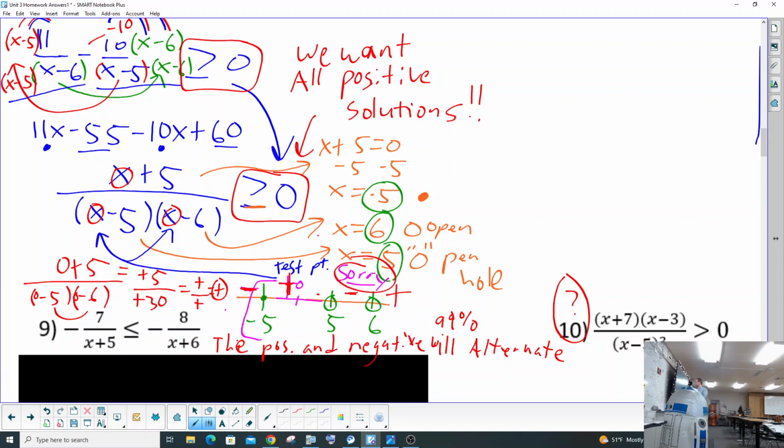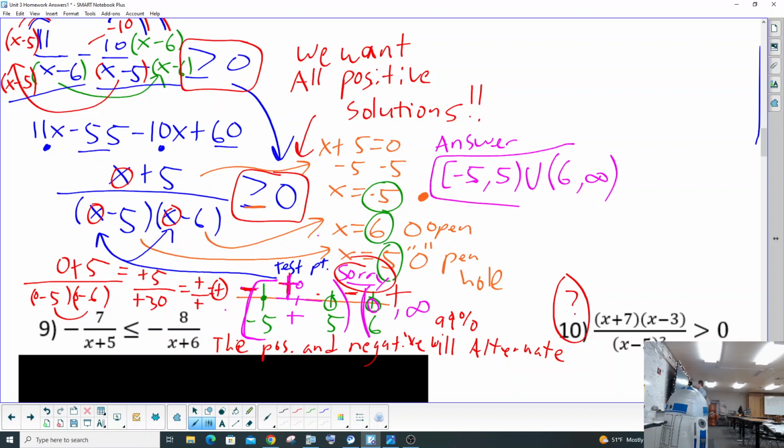So we want all positive solutions. So we're going to go from negative 5, positive solutions, to positive 5. So that's the first part of our answer. The first part of our answer is brackets, negative 5, all numbers between negative 5 and positive 5, including 0, in union with 6. Remember, it's an open hole. Open hole means parentheses, to the right forever, which is to infinity. Woo! We did it right, hopefully.